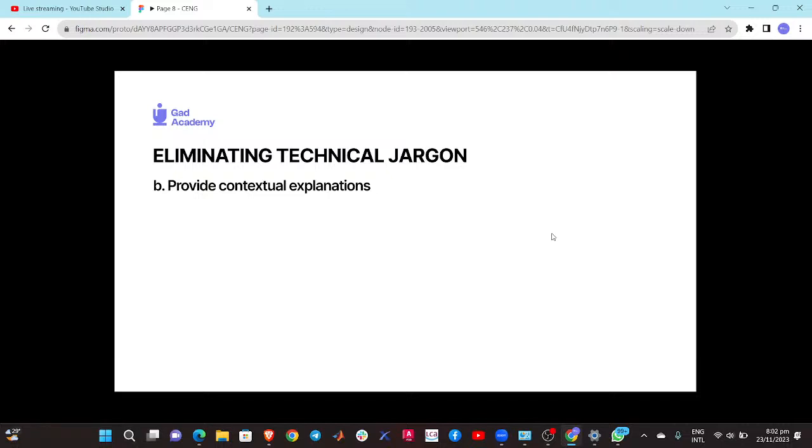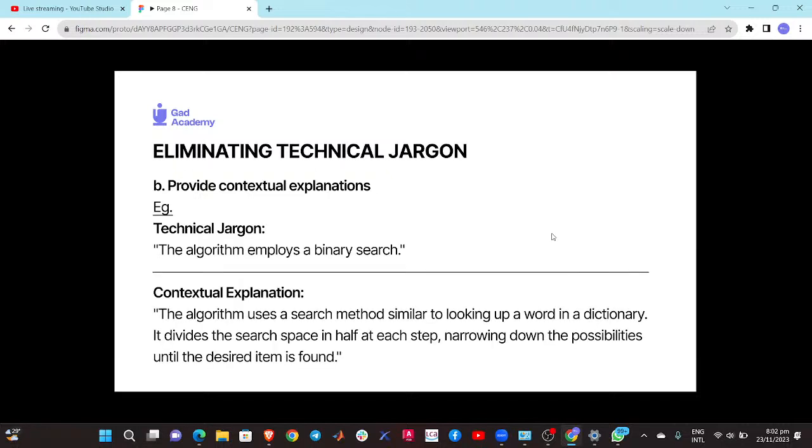And then point two of eliminating technical jargon, you need to provide contextual explanations. The technical jargon is: the algorithm employs a binary search. So assuming you are going to post something like this on your WhatsApp status or in your research work as a chemical engineering student, materials and electrical students may understand. But if your background is biased to some other field, there's no way you're going to understand. So contextually, you need to eliminate it by explaining or finding a way around it.